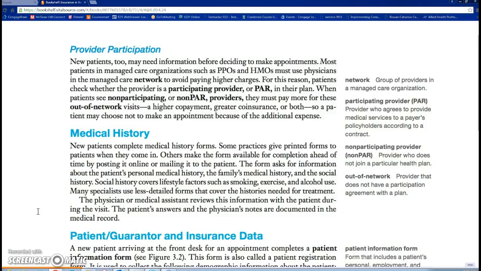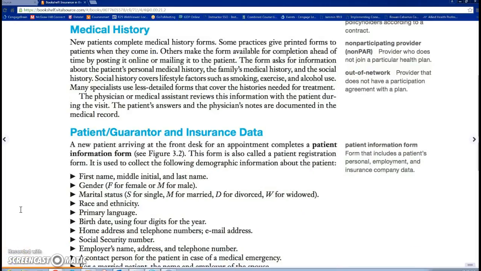So those physicians who are in network are called participating providers, or PAR. If they are non-participating or out of network, they are called a non-PAR provider. And that will make a big difference on the amount that you're going to have to pay and what your insurance will pay.